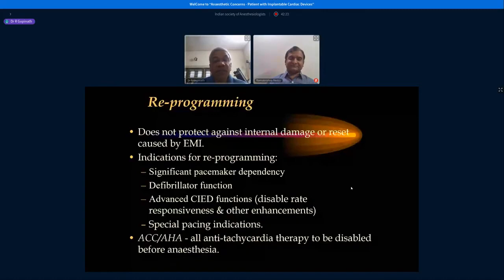So when these indications are there, you need to reprogram the device before you take the patient up for anesthesia. Because any of the EMIs that we talked about, the electromagnetic interference or any other thing, can cause the pacemaker to behave inappropriately and cause more problems. So the basic thing is that you reprogram it to make it asynchronous. So the ACC-AHA recommends that all anti-tachycardia therapy function should be disabled before anesthesia is administered.